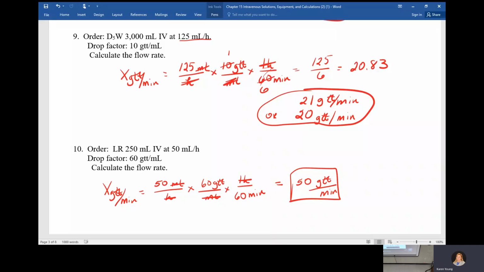Okay, so did everybody get the 50 drops per milliliter? When you have 60 drops per milliliter as your drop factor, then you've got to convert the hour to minutes. The easiest thing to do is to cancel those 60s, and then you don't have any multiplication to do.